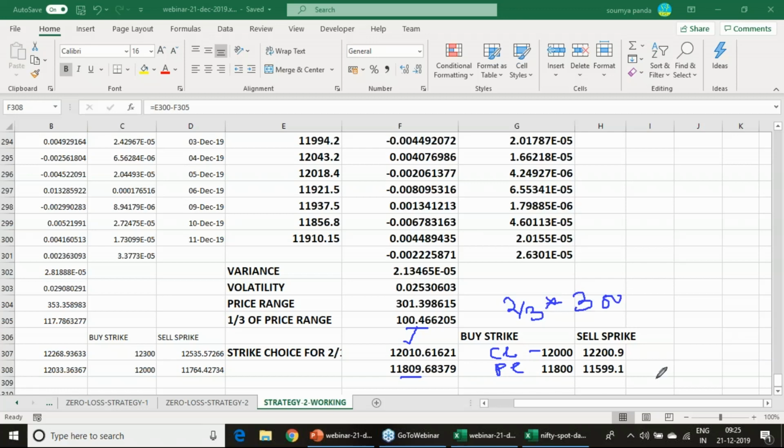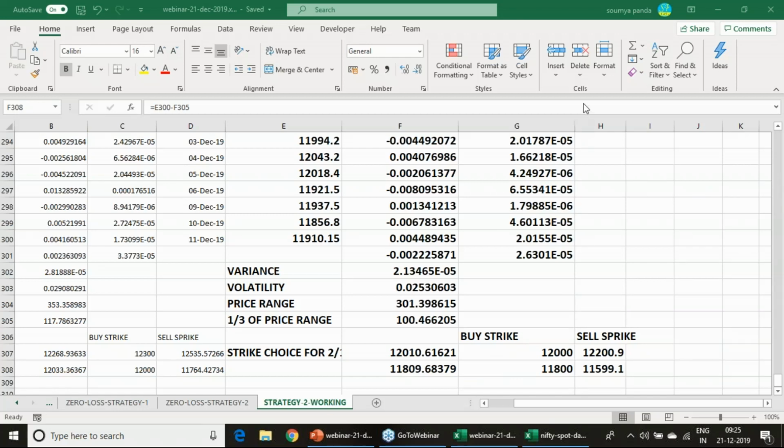It is approximately 200 points. So this says the strike to sell call option is 12,200, and the put strike to sell is 11,600. So this is the 11,600 put to be sold, and the 12,200 call to be sold. So these will be sold, each 2 lots. These should be bought, each 1 lot. So this is how we have decided this strategy, a 2/1 short ratio spread.